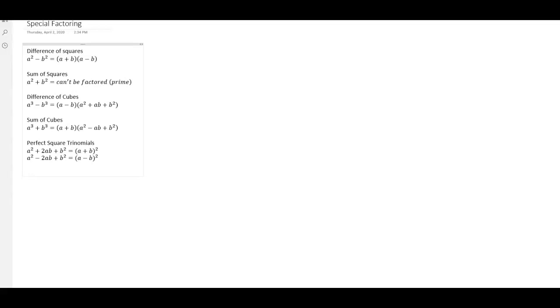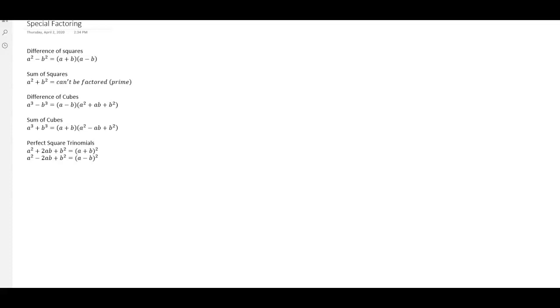Hi, I'm going to be working on some of the problems on the special factoring worksheet, and I just listed up here some of the things that you need to know for this special factoring. There's the difference of squares, the sum of squares, difference of cubes, sum of cubes, and also perfect square trinomial. All of these show up on that worksheet, so I was going to work through a few of them and pause to make sure that you're doing okay with these.